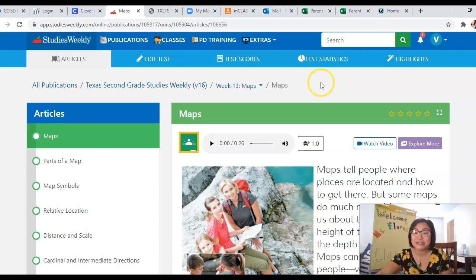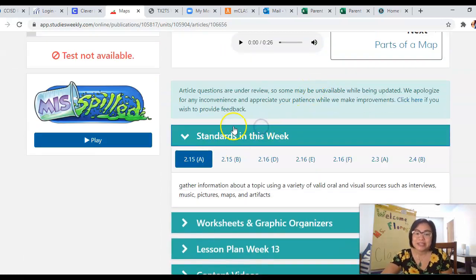Let's check out our standards before we start. The standard we're going to be covering today is 2.15a: gather information about a topic using a variety of valid oral and visual sources, such as maps. We're going to be looking at maps, we're going to be looking at pictures, and we're going to be gathering information, learning things about our maps and the pictures we're looking at.